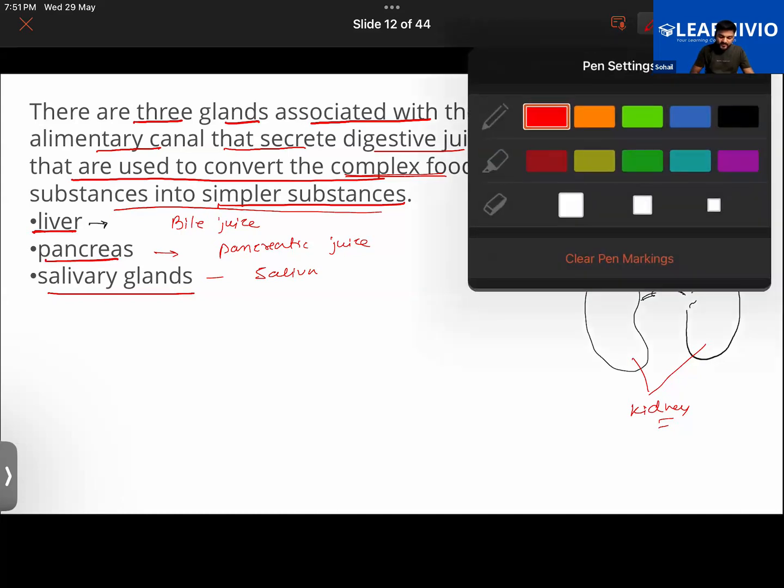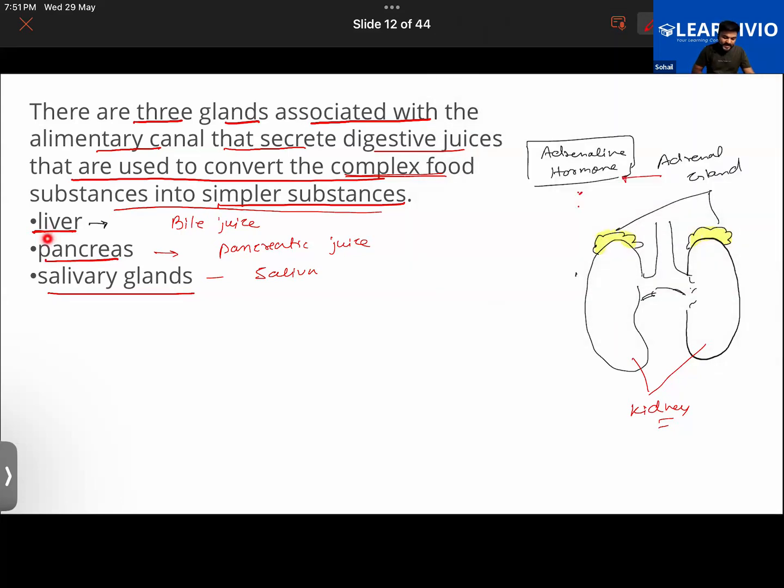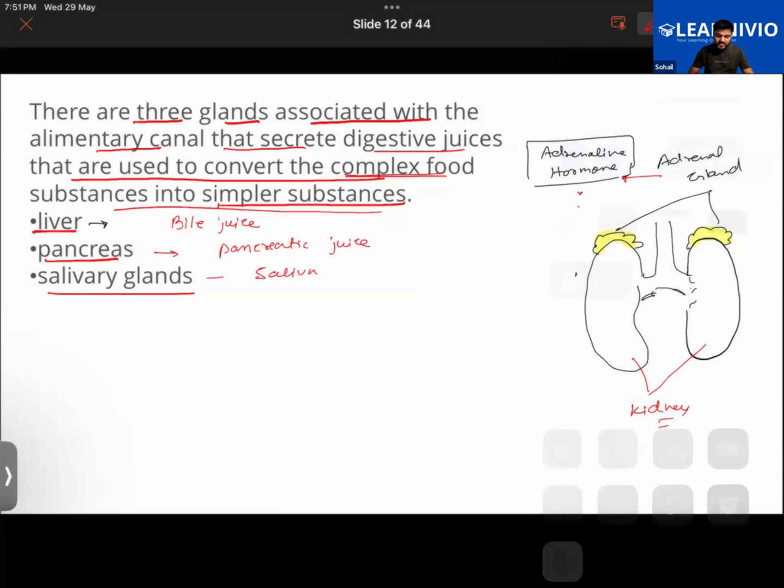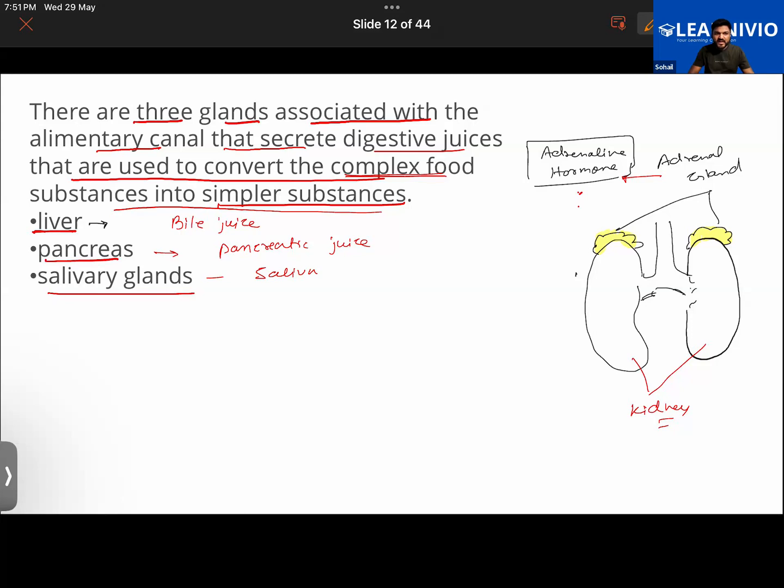Apart from these, all three are glands, sir? Is that the same color as plasma? No, that's a different thing. Plasma is also yellow in color, but it's not plasma. Plasma is found in the blood. This is a gland.